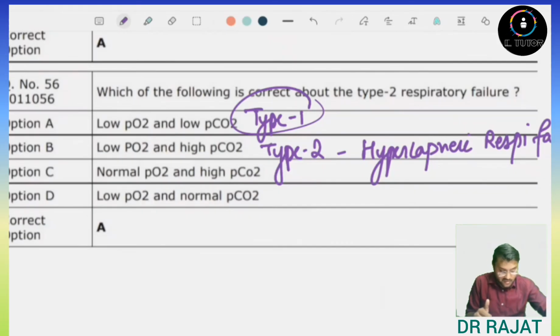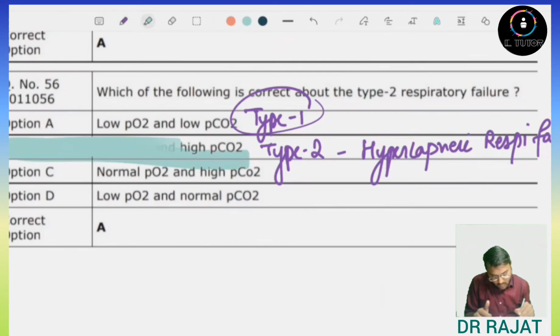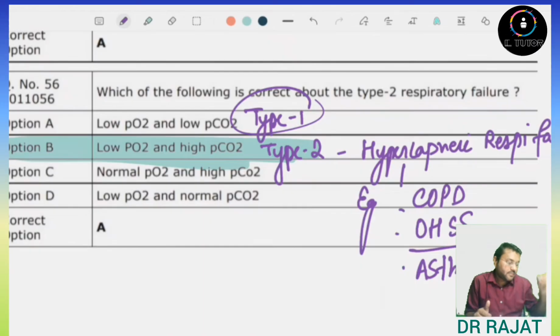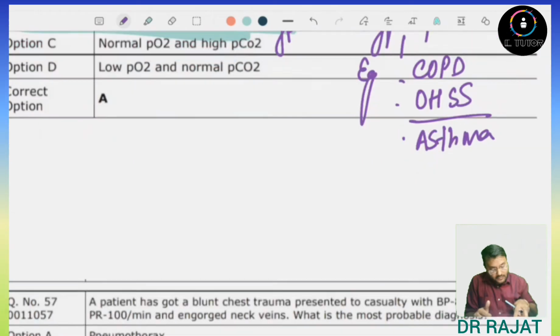Normal PCO2 and high PCO2. So normal PO2 is not a respiratory failure, and low PO2 and normal PCO2 is again not a type 2 respiratory failure. So option number B, which is low PO2 and high PCO2, is a type 2 respiratory failure. And if we talk about the examples, then one example is COPD, one is OHS, and asthma can be there. So these are the examples of type 2 respiratory failure.